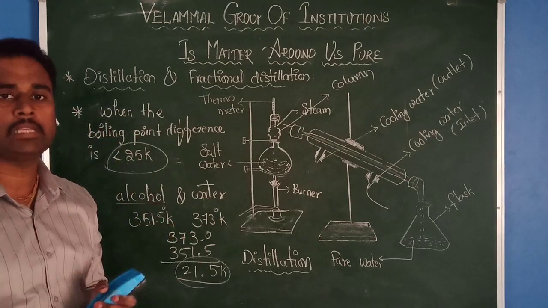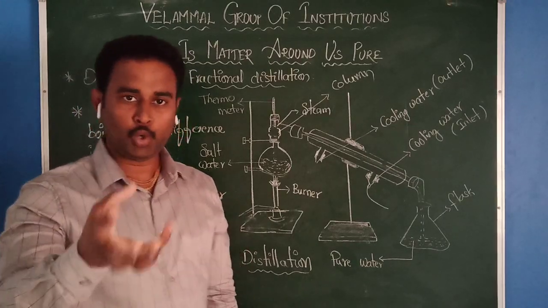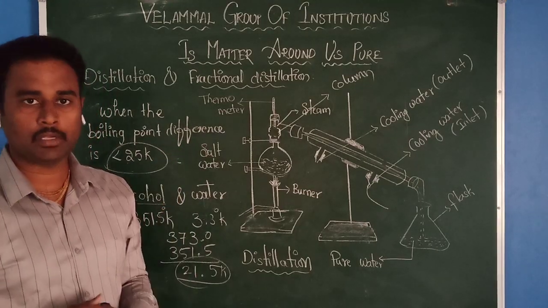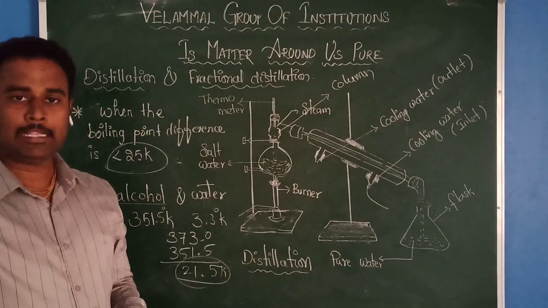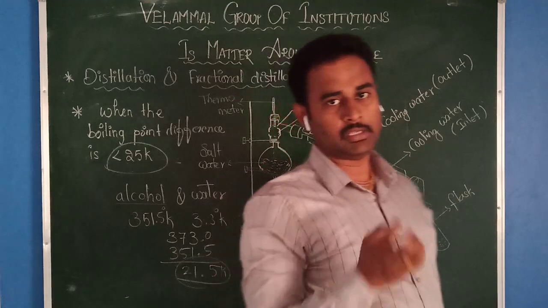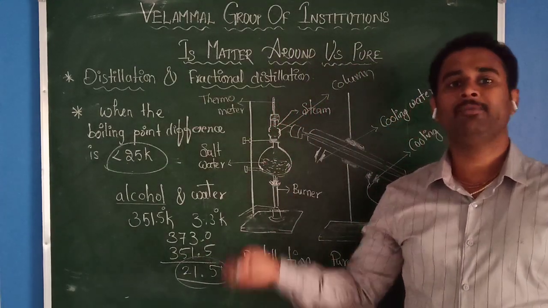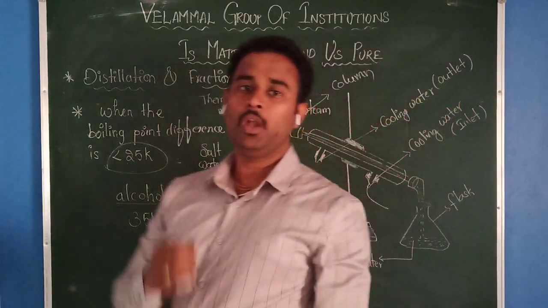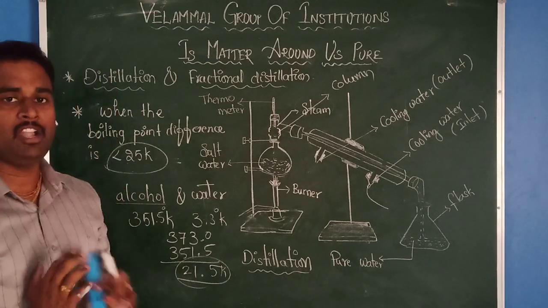The best example is crude oil. When you are going to separate petrol, diesel, you know, crude oil. Am I correct or wrong? Crude oil contains so many constituents. What are those? Petrol, diesel, kerosene, and so on. Actually those petrol, diesel and kerosene have near boiling points. Those types of components we can separate by using fractional distillation only. Therefore, the fractional distillation technique is very useful to separate two components whose boiling point difference is less than 25 Kelvin.